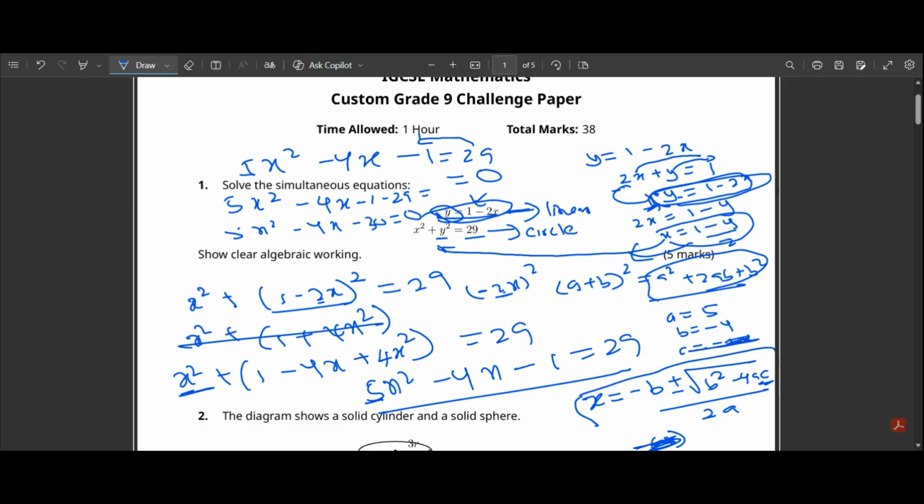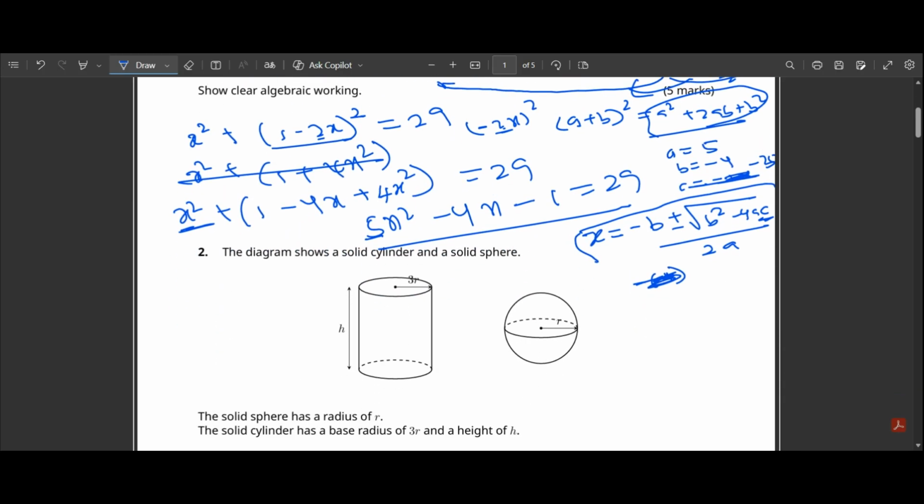So what is the C? C is equal to minus 30. So if you substitute this, you will get the answer. So x would be like maybe 2.8, and next would be equal to minus 2. So these two are the answers.